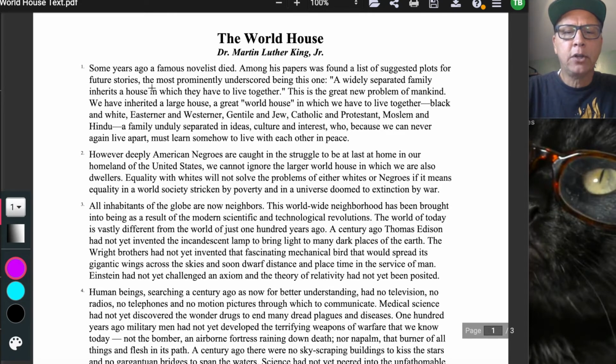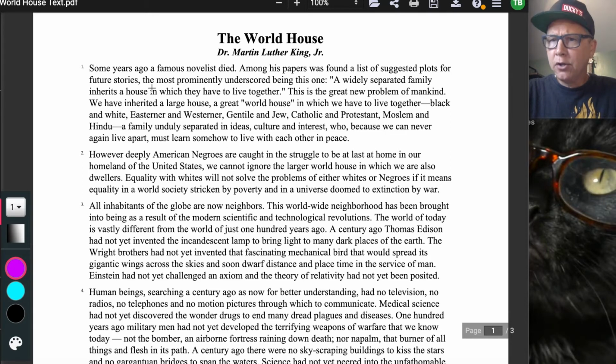All inhabitants of the globe are now neighbors. This worldwide neighborhood has been brought into being as a result of the modern scientific and technological revolutions.